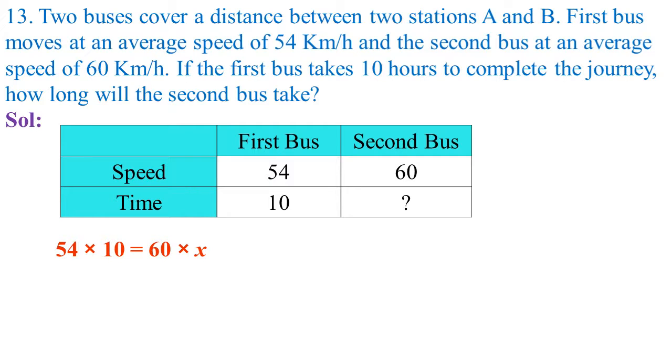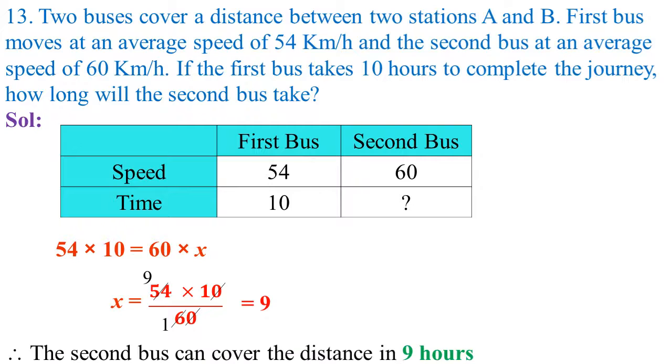So, x into y. 54 into 10 equals 60 into x. We should find the x value. So, x equals 54 into 10 by 60. Here 0 and 0 get cancelled out. Here the common factor is 6. So we can divide by 6. 1 6 is 6, 9 6s are 54. So the x value is 9. Therefore, the second bus can cover the distance in 9 hours.